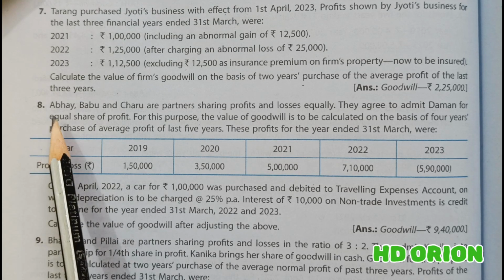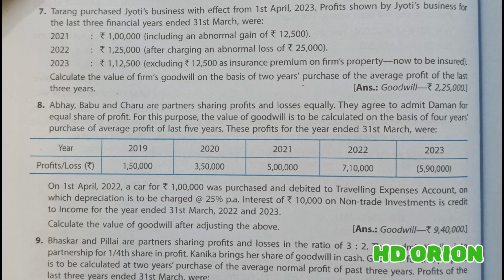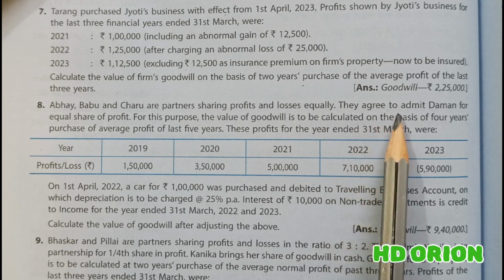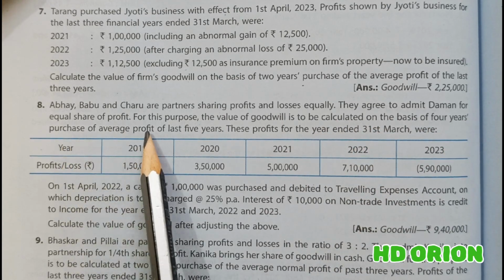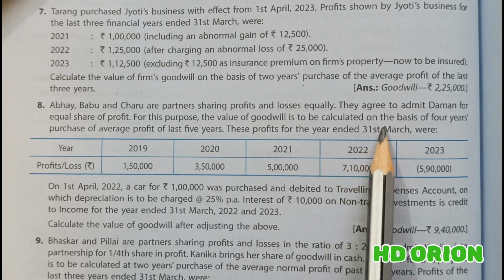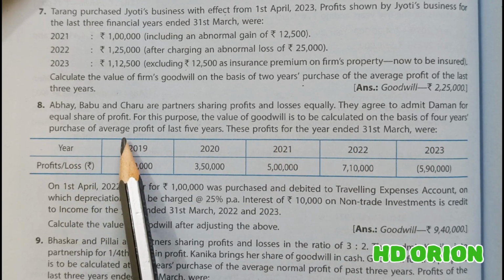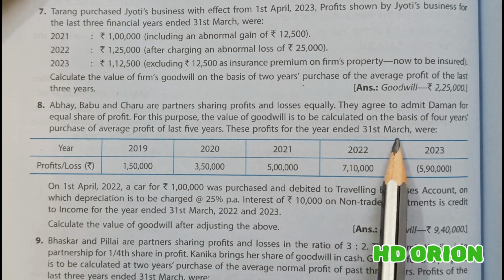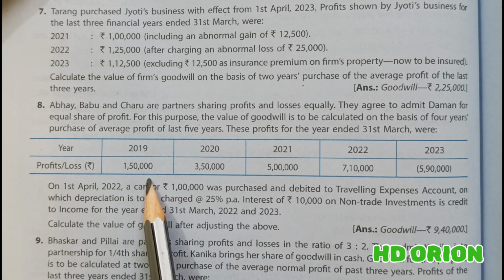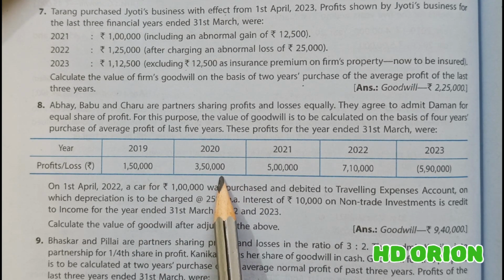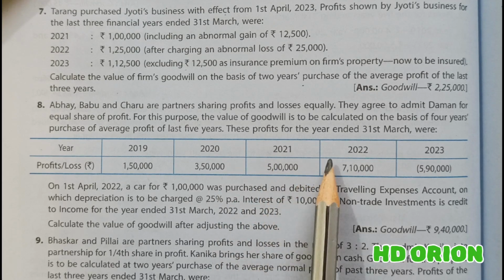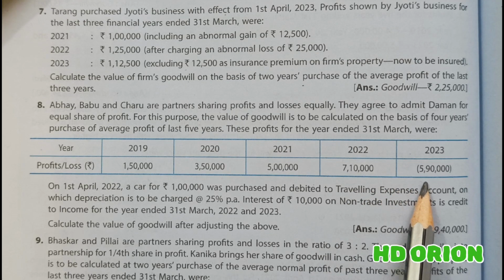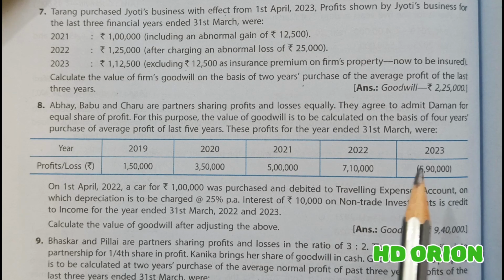Question number 8 now. Abhay, Babu and Charu are partners sharing profits and losses equally. They agreed to admit Daman for equal share of profit. For this purpose, the value of goodwill is to be calculated on the basis of 4 years purchase of average profit of last 5 years. These profits for the year ended 31st March were 2019 rupees 1,50,000, 2020 rupees 3,50,000, 2021 rupees 5 lakh, 2022 rupees 7,10,000, 2023 there is a loss, bracket means loss of rupees 5,90,000.